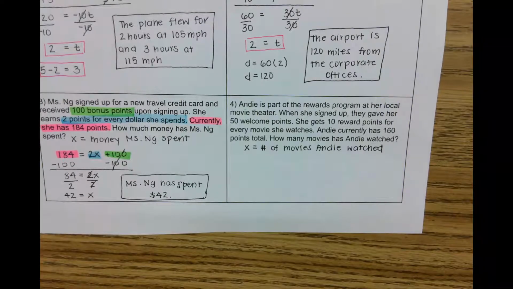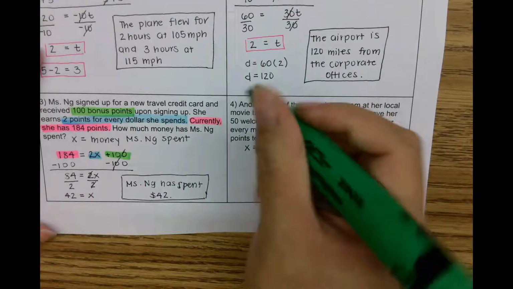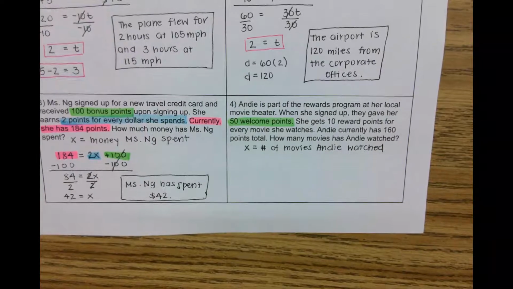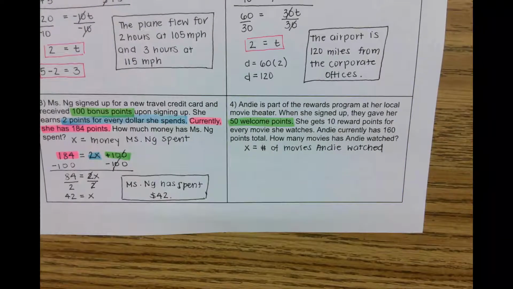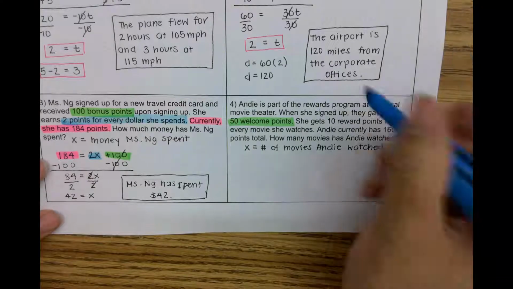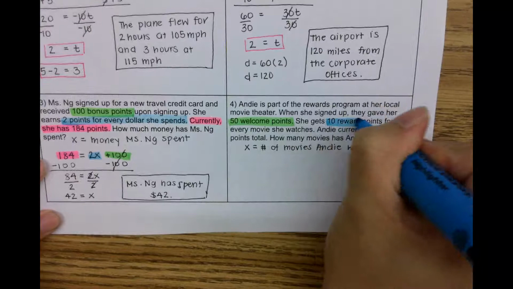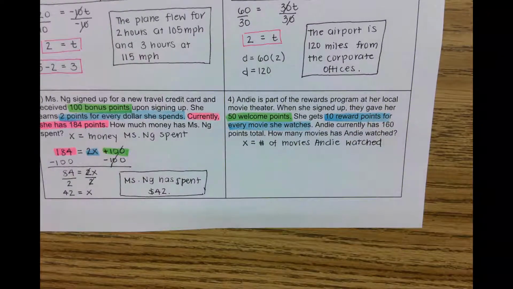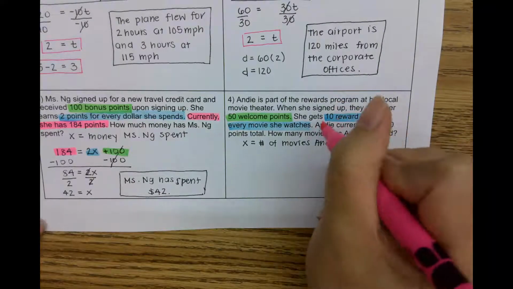Now let's break down what we know. I know that Andy got 50 welcome points to start off with. So she already has 50 points before she even watches any movies. So that's part of her 160 that she has. The next thing I know is that she gets 10 reward points for every movie she watches. So if she watches 1 movie, she gets 10 points, 2 movies, 20 points, and so on. And I know that right now her total is 160 points.